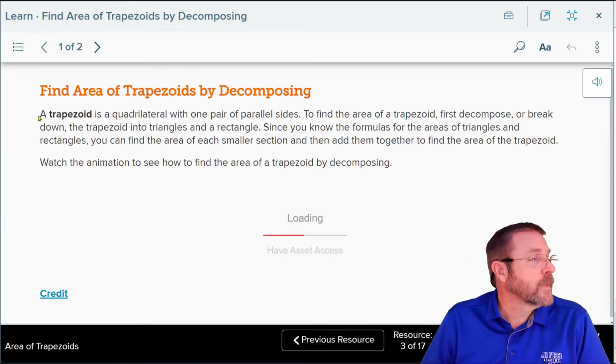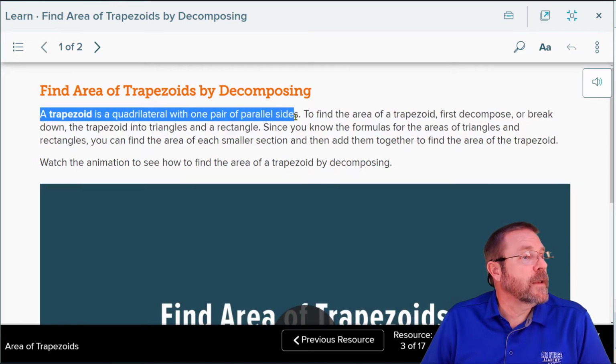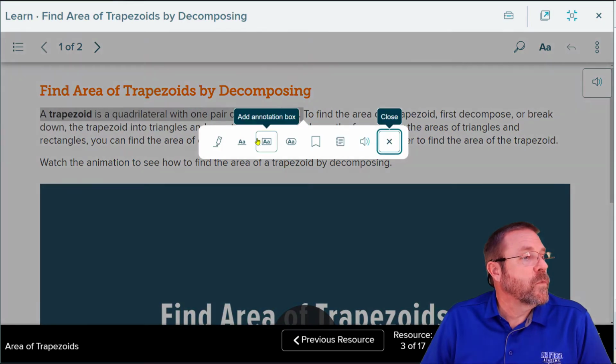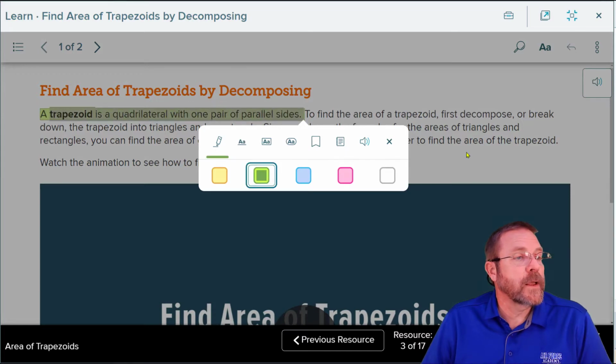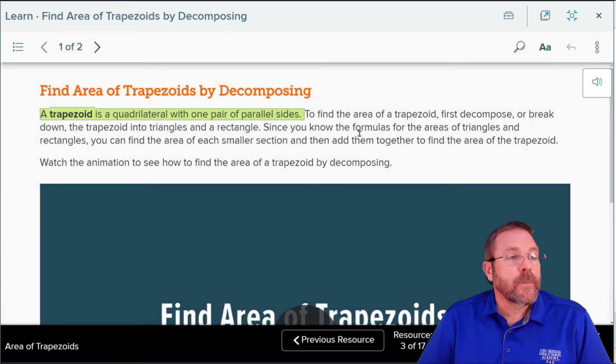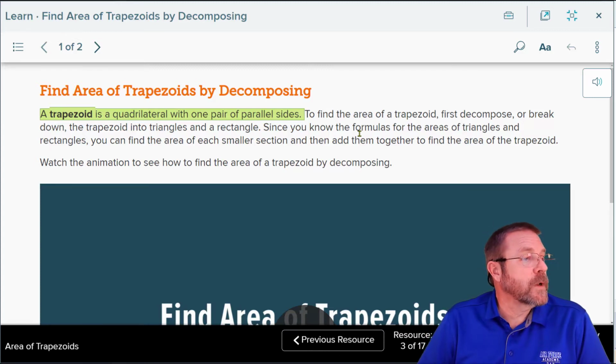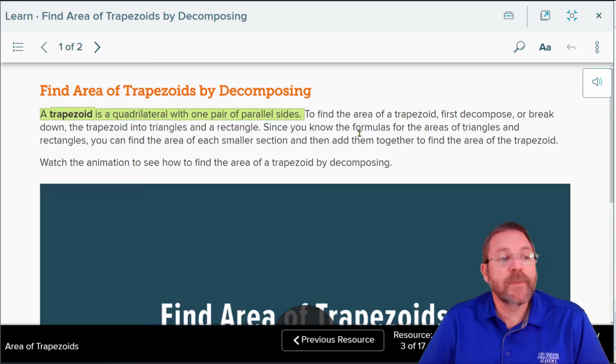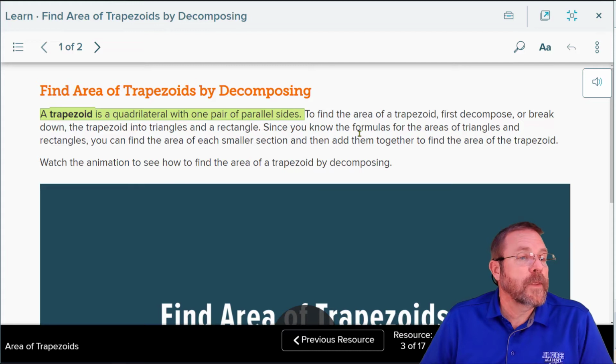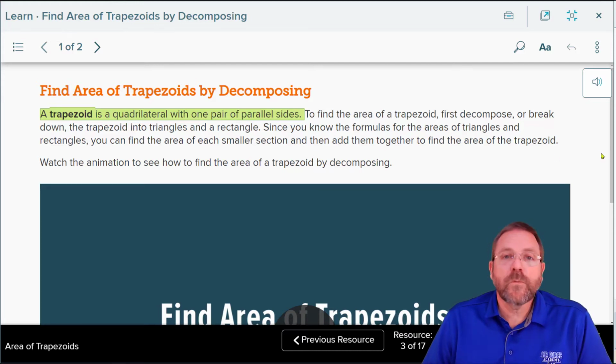of a trapezoid. A trapezoid, of course, is defined as a quadrilateral with one pair of parallel sides. To find the area of a trapezoid, we first decompose or break down the trapezoid into triangles and a rectangle. Since you know the formulas for the areas of triangles and rectangles, you can find the area of each smaller section and then add them together to find the area of the trapezoid. So let's first watch a video on decomposing that trapezoid to find its area.